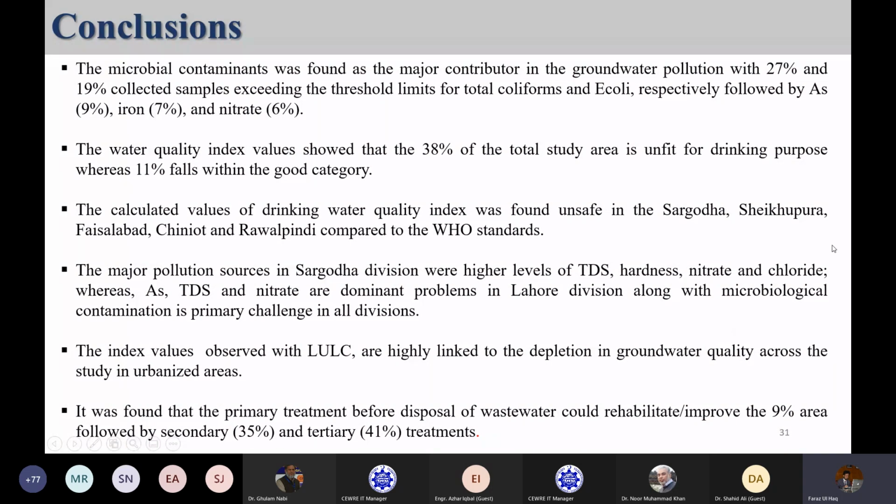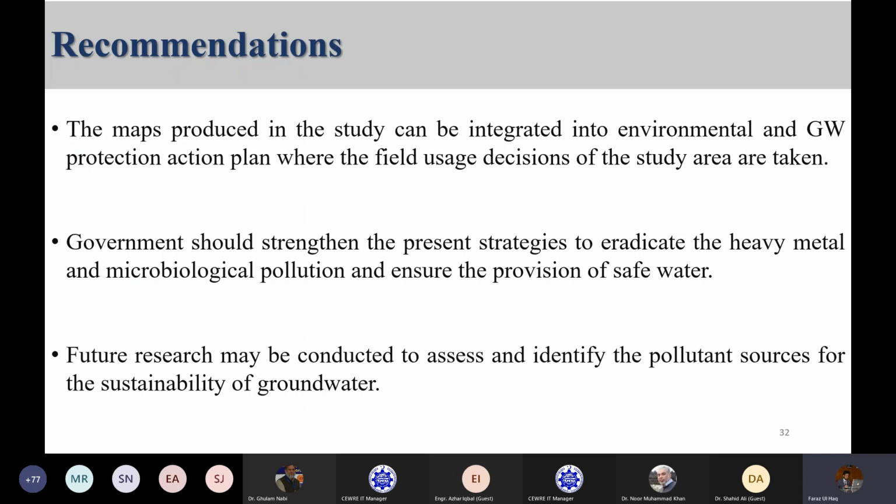The index value observed with the land use land cover map is highly linked to the depletion in groundwater quality across the study area in the urbanized area. It was found that the primary treatment before disposal of wastewater could improve 9% of the area, followed by secondary 35% and tertiary 41%.